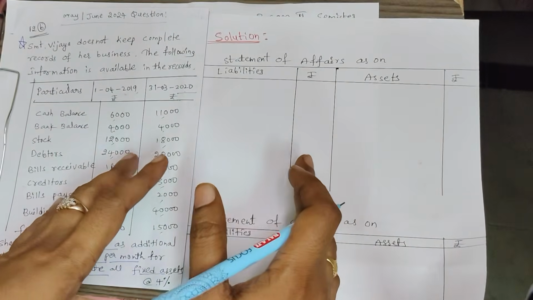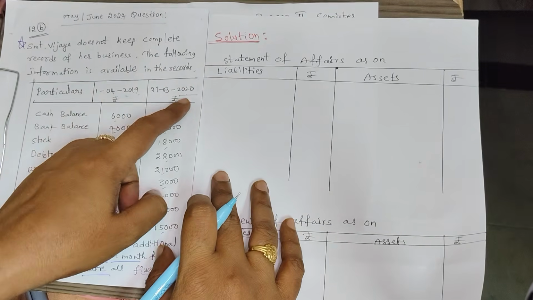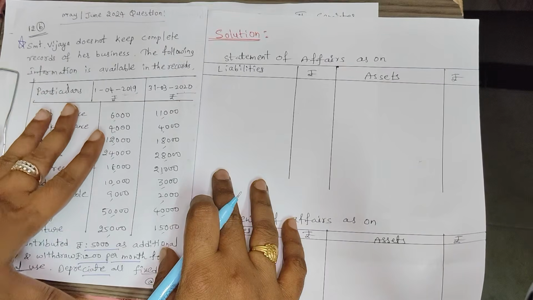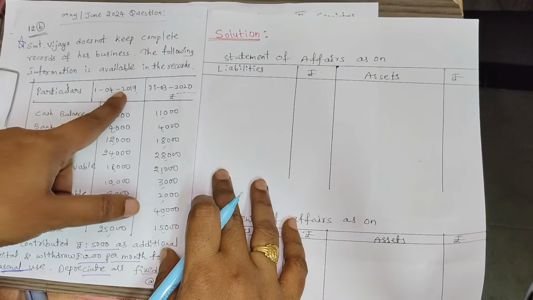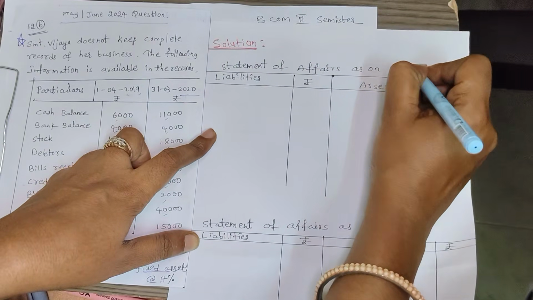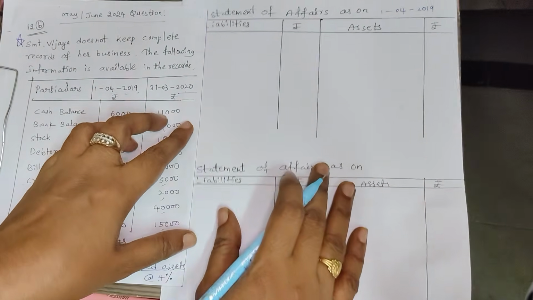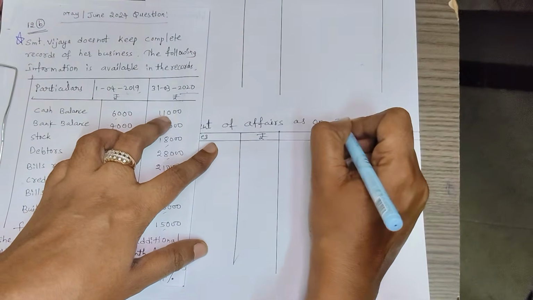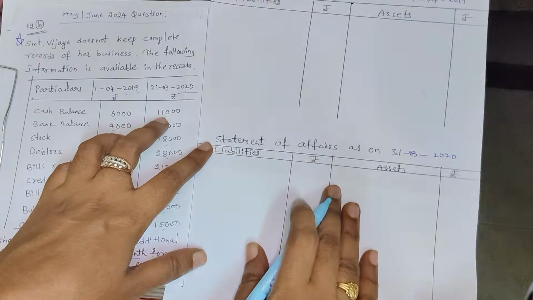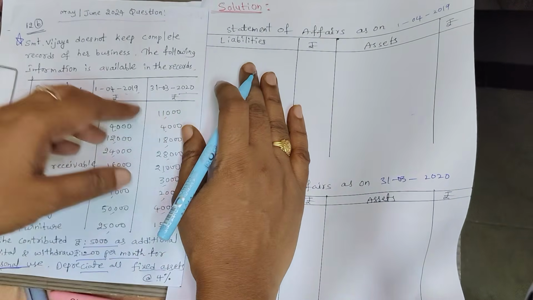How to calculate opening capital? With the help of previous year details. Here 2019 and 2020 are given. 2020 is the current year, 2019 is the previous year. So with the previous year details, we can calculate opening capital. We need to write statement of affairs as on 1st April 2019. When calculating closing capital, we need to write statement of affairs as on 31st March 2020. Here we need to write assets as well as liabilities.